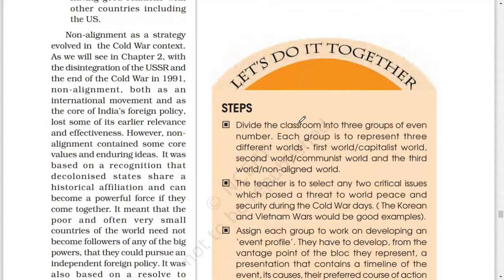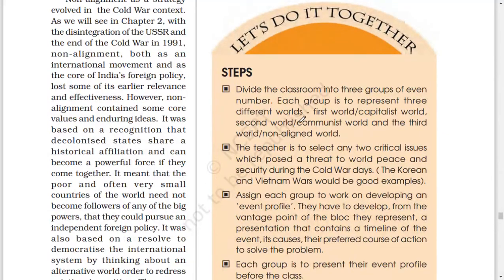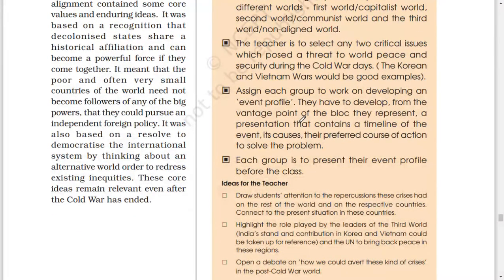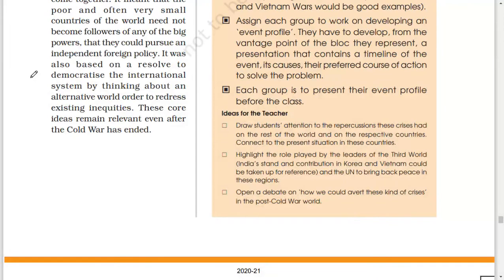It was based on a recognition that the decolonized states share a historical affiliation and can become a powerful force if they come together. It meant that the poor and often very small countries of the world need not become followers of any of the big powers, that they could pursue an independent foreign policy. It was also based on a resolve to democratize the international system by thinking about an alternative world order to redress existing inequities. These core ideas remain relevant even after the Cold War has ended.